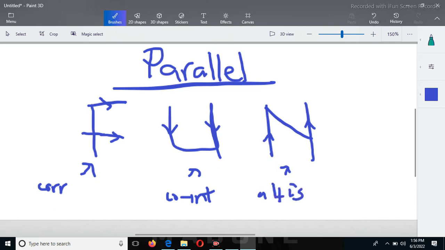When we talk about corresponding angles, we are told that this angle here is equal to this angle here. They are equal, right? And when we talk about co-interior angles, we are told that this angle here and this angle here must give us 180. When we talk about alternate angles, it's usually an N, and it can also be a Z. This angle here must be equal to this angle here.